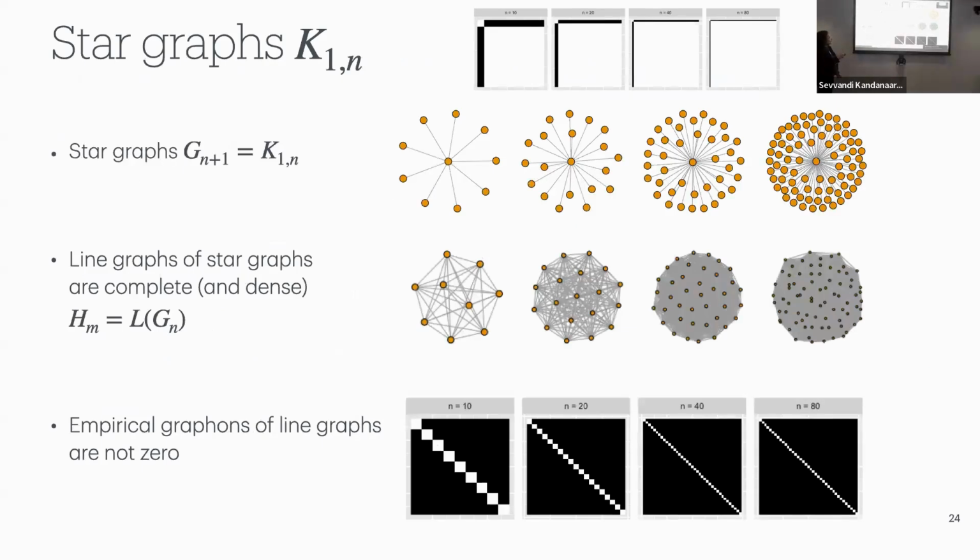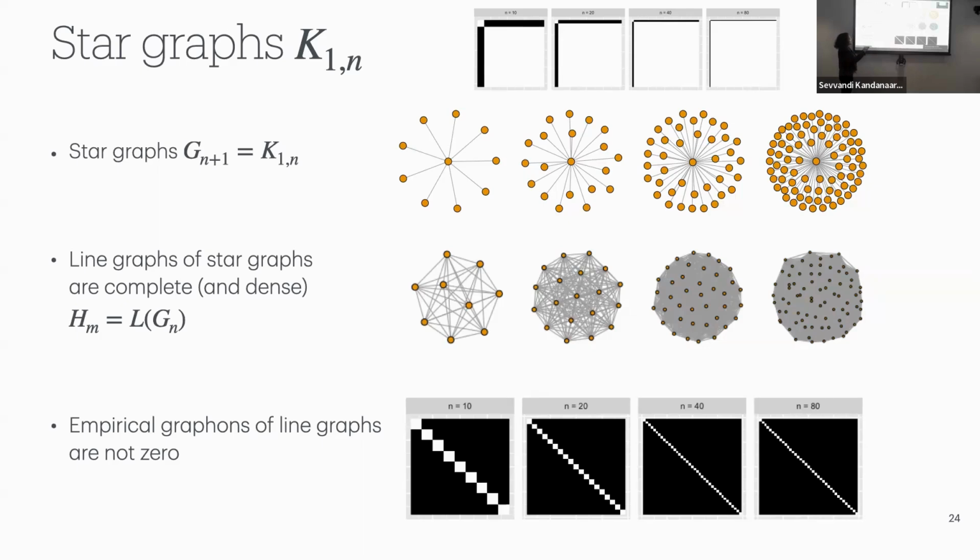What happens with line graphs is this: when we have sparse graphs like stars, the line graphs of stars are complete graphs. Let's say this edge is mapped to this vertex, and this edge is mapped to that vertex. These two are adjacent, so they are connected. But any edge is connected to any other edge through the hub vertex. So every vertex here is connected to each other.